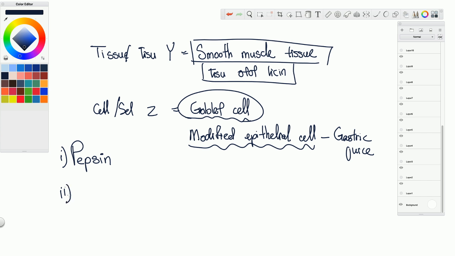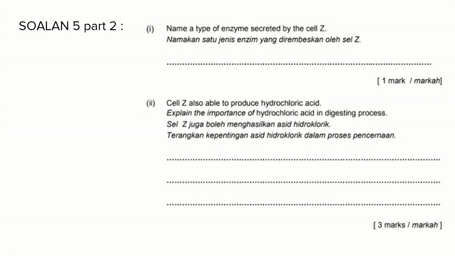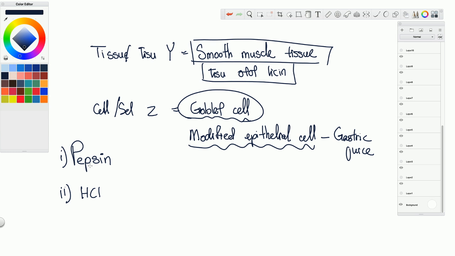Okey, nombor 2 pula. Diberitahu sel Z ini also able to produce hydrochloric acid. Explain the importance of hydrochloric acid in digesting process. Tentang hydrochloric acid, apakah fungsi dia? Jawapan ialah to provide optimum pH for pepsin enzyme. Keyword ialah optimum pH.